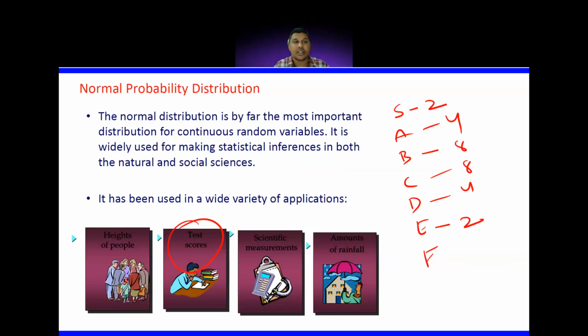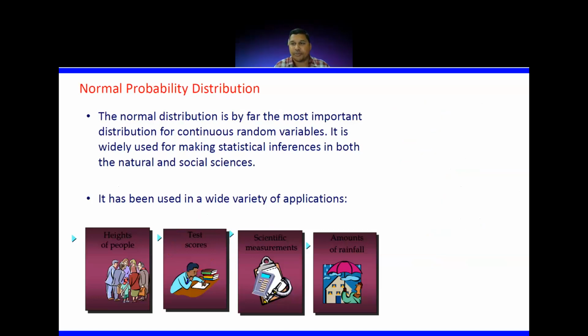Let's try to understand this in detail. Even in data science, we will always be talking about whether data is normally distributed or not. Normal probability distribution.